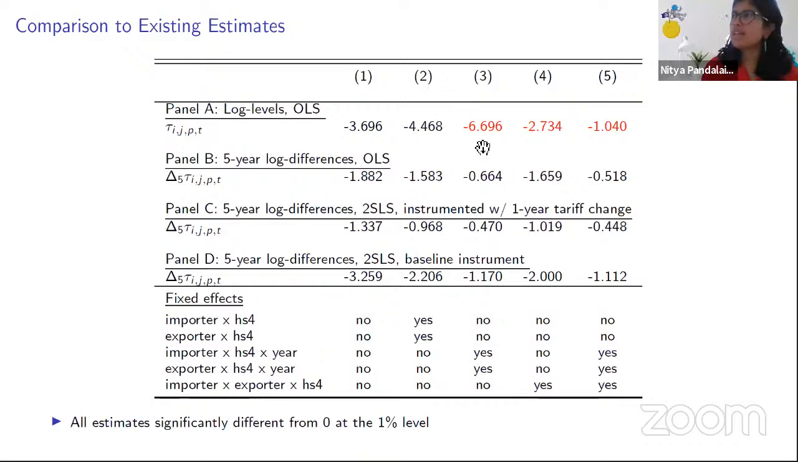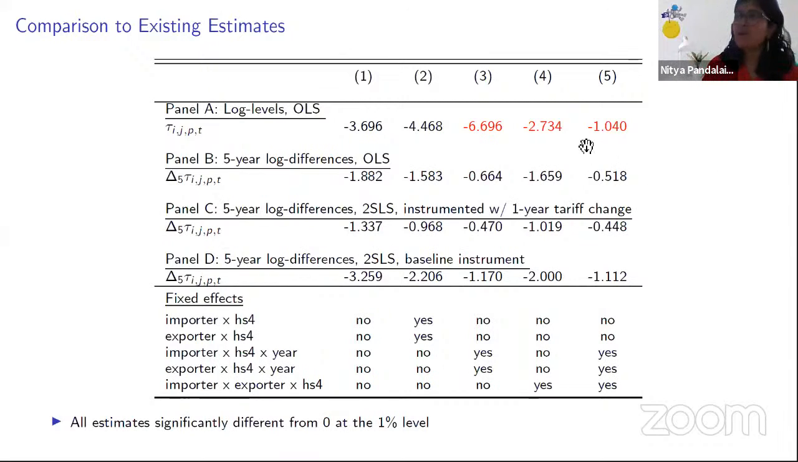And you can see that we get an estimate of about 6.7, which is well in line with conventional wisdom estimates on our data. So there's nothing specific about our data that we're getting the low elasticities. Columns 4 and 5 simply change the fixed effects. So column 4 includes only the bilateral fixed effect instead of the multilateral resistance terms. And column 5 includes both the bilateral fixed effect and the multilateral resistance terms.